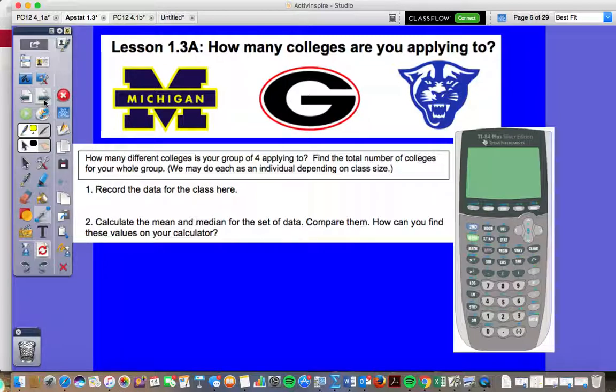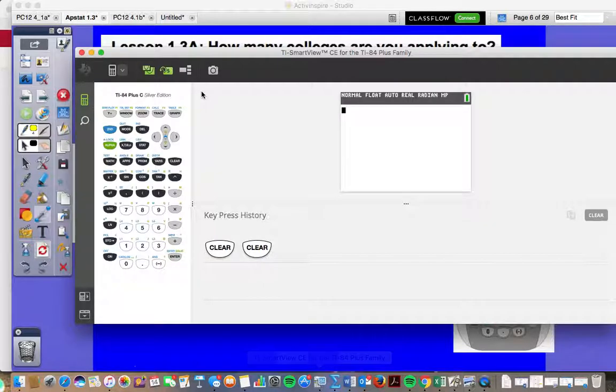All right, section 1.3a, and we're going to do this one, and then tomorrow we'll do 1.3b. The data that I want you to record are the number of colleges that you're applying to, which are these right here. Can y'all see these? I hope so. 4, 4, 9, 5, 5, 10, 7, 6, 3, 7, 10, 4. I want you to just put all of these down. And while you're doing that, get out your calculator for me. You're going to record those here, and on your calculator, you're going to do this.